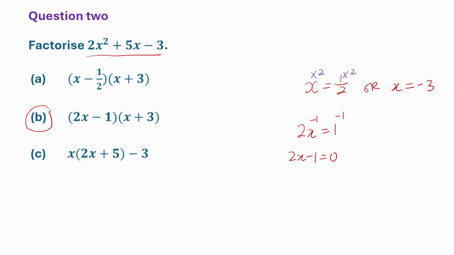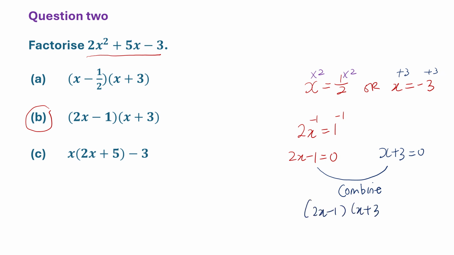And for the other one, we're going to add 3 on both sides. You end up getting x plus 3 equals to 0. So combining these two linear factors, we will get bracket 2x minus 1 times x plus 3. Therefore, the correct answer is B.